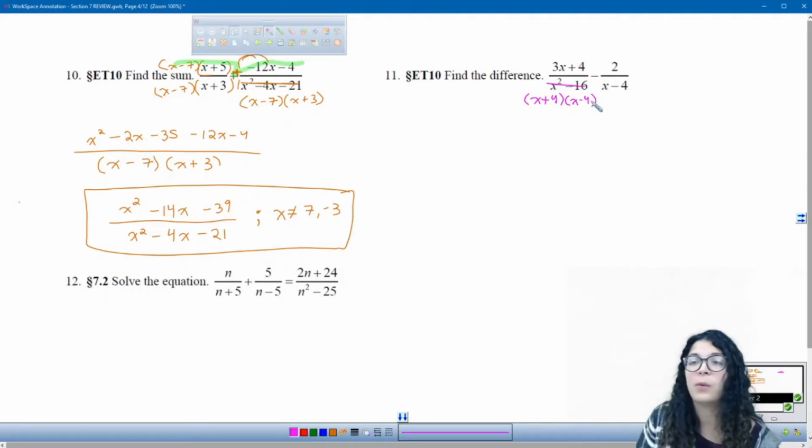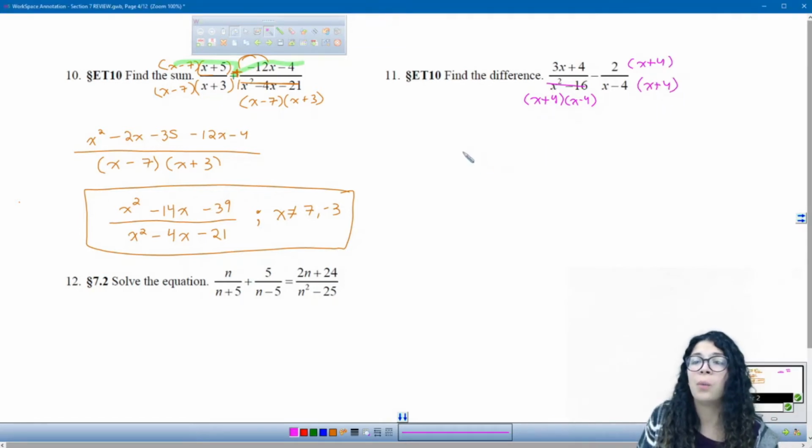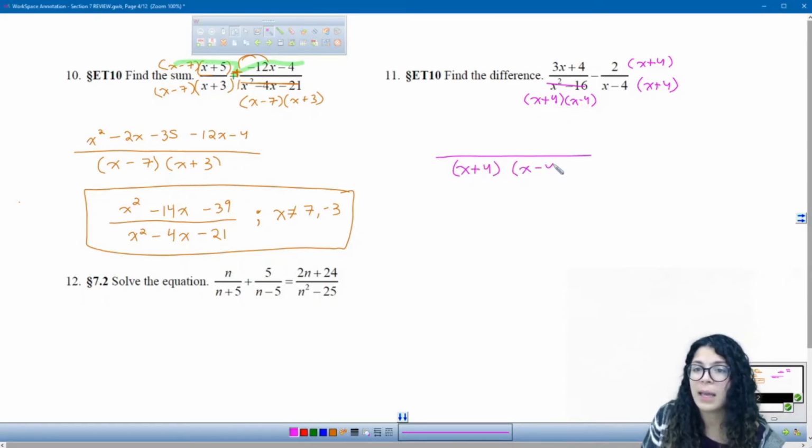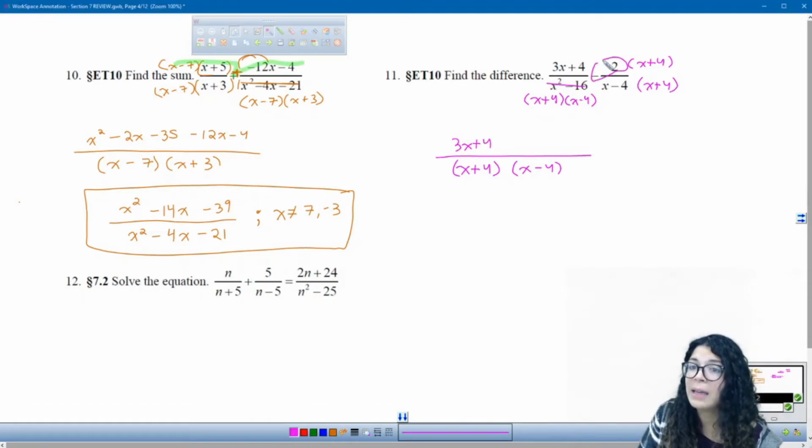So there's already an x minus 4 factor on both of these fractions. All I need to do is multiply by x plus 4 on the second fraction. So once I multiply both, the denominator is the same. So the denominator stays the same for my result. And then in the numerator, I have 3x plus 4. And then do not forget, this is a negative 2 that needs to be distributed to both. So negative 2x minus 8, because negative 2 times 4 is negative 8. Okay, let's simplify. 3x minus 2x is 1x, and 4 minus 8 is negative 4.